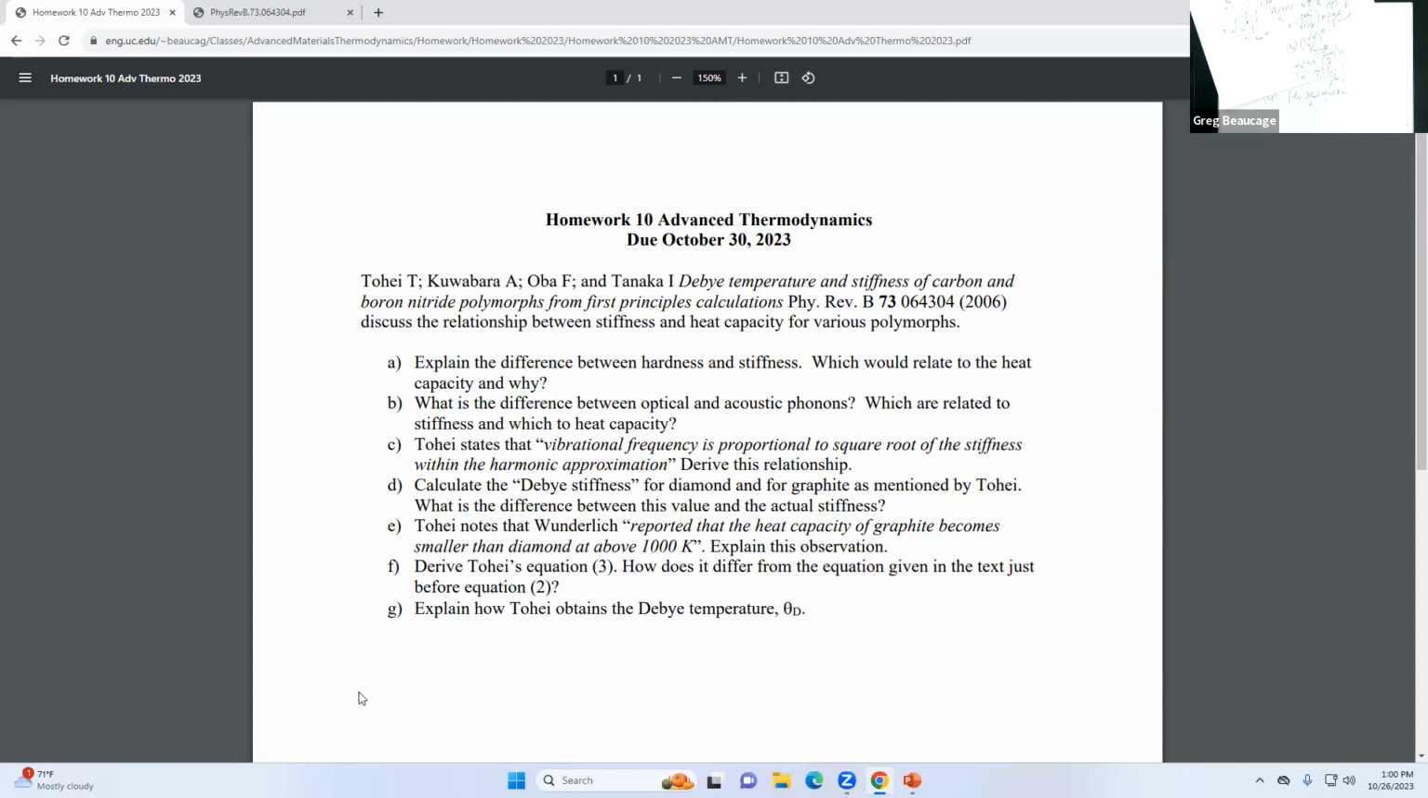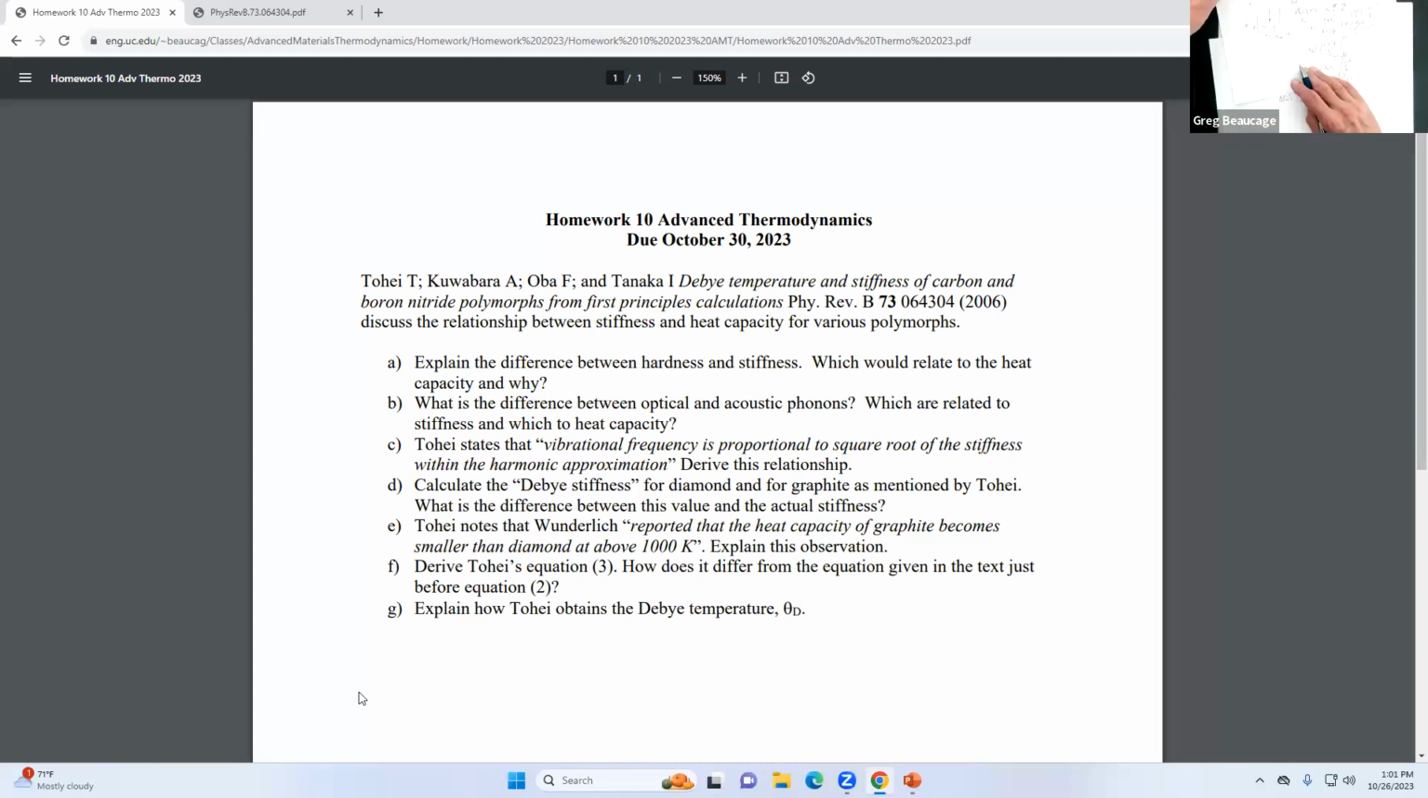The density of states is the derivative of the number of modes with respect to the frequency, which we have somewhere here. I have it right here.